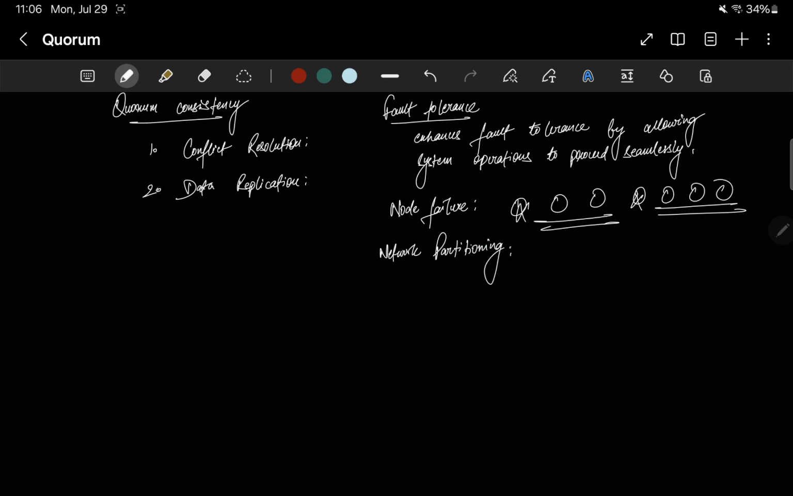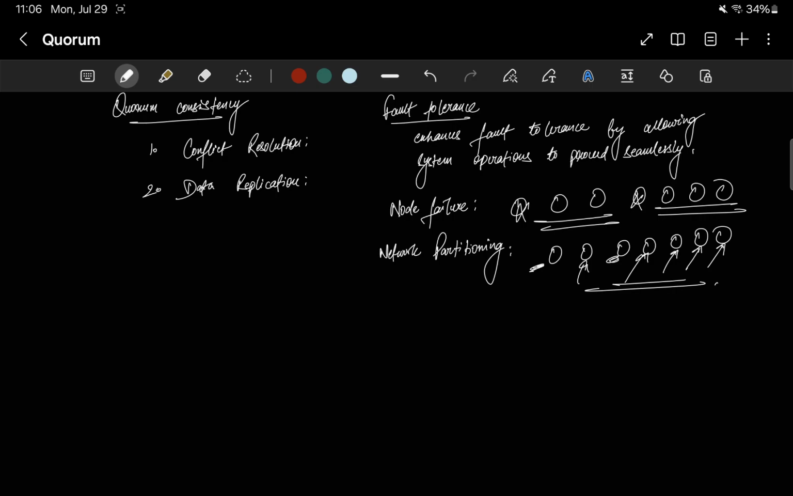Network partitioning. So in case of network partitions, when communication between nodes is disrupted, quorum ensures that the system can still make progress by requiring agreement among reachable nodes. Similar thing, just like previous. Let's say this is not reachable, this is not reachable. Then whichever are reachable, only those nodes are going to take part in the quorum, in the decision making, and the updates are going to happen. So that's how quorum also takes care of fault tolerance. Quorum makes sure that it provides a fault tolerance mechanism. Even though multiple nodes go into failure state, still quorum works fine.